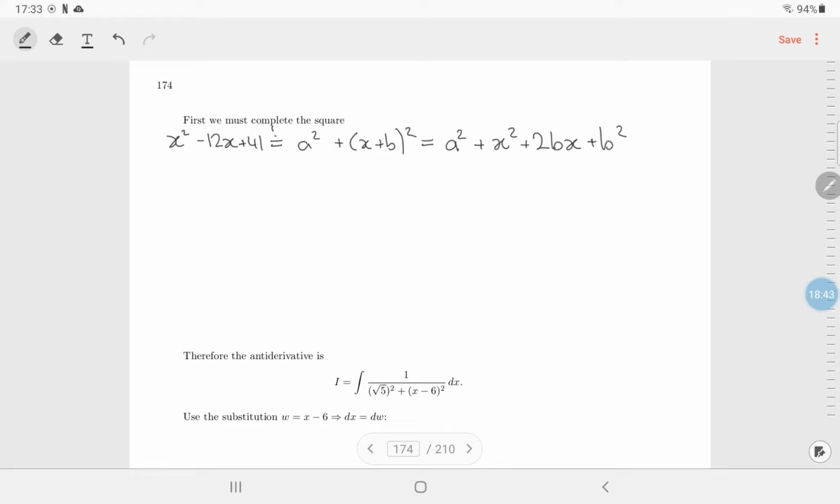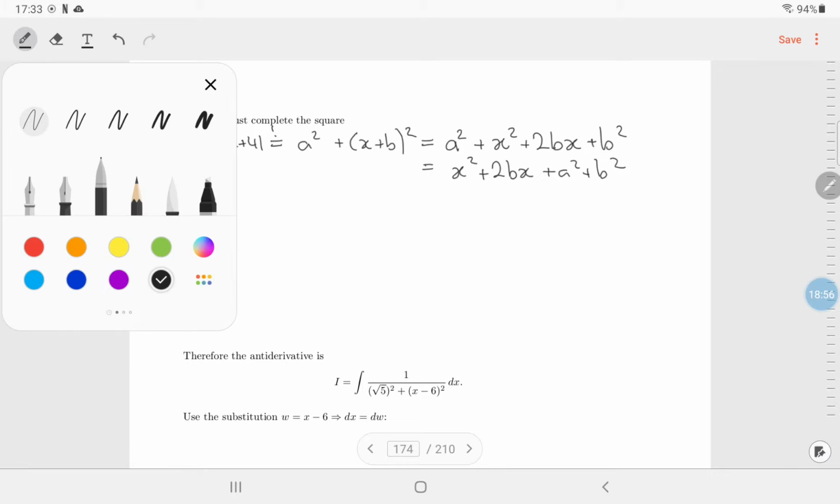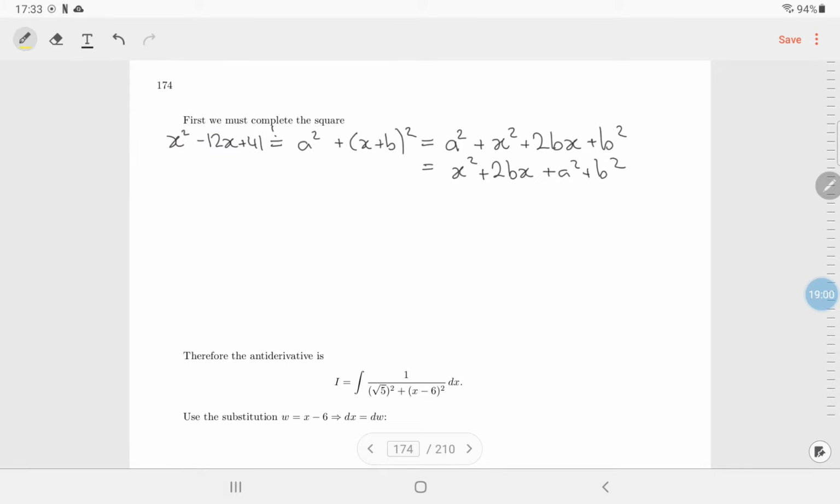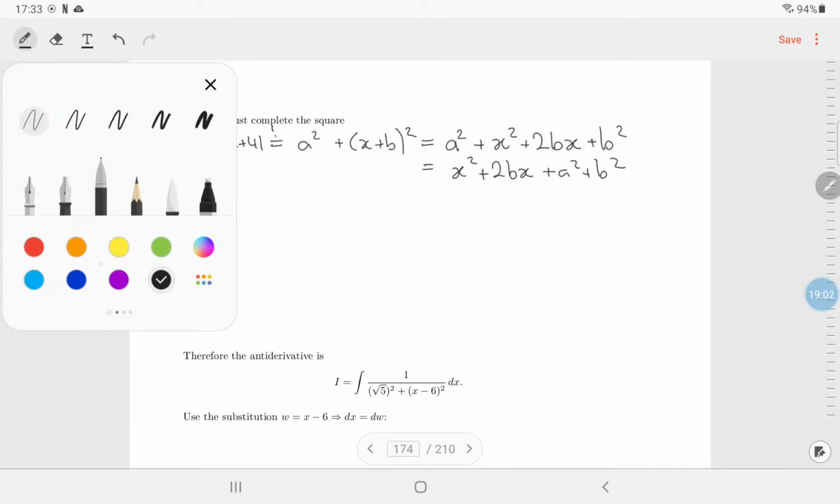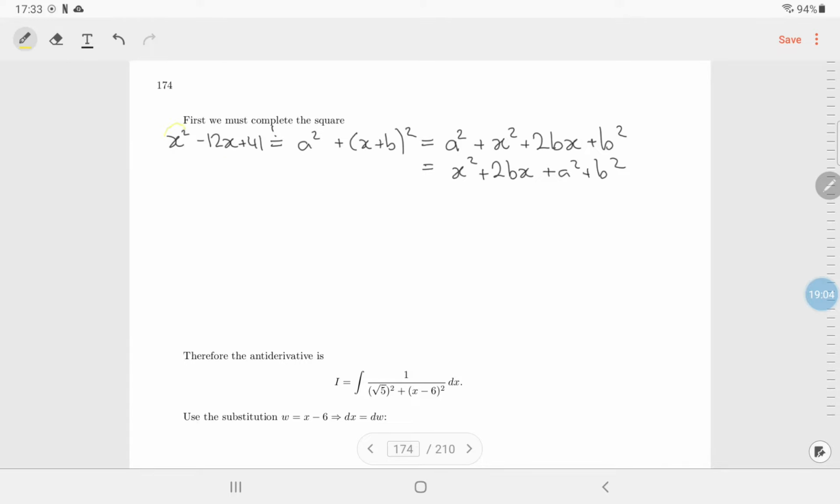And compare. So we want to get all the x squareds together. That's x squared. Then the x's, 2bx, and then the constants a squared plus b squared. And we're going to compare the left hand side and the right hand side. So they both have an x squared. Like if one of them had an x squared and one of them had a minus x squared, it had gone wrong.